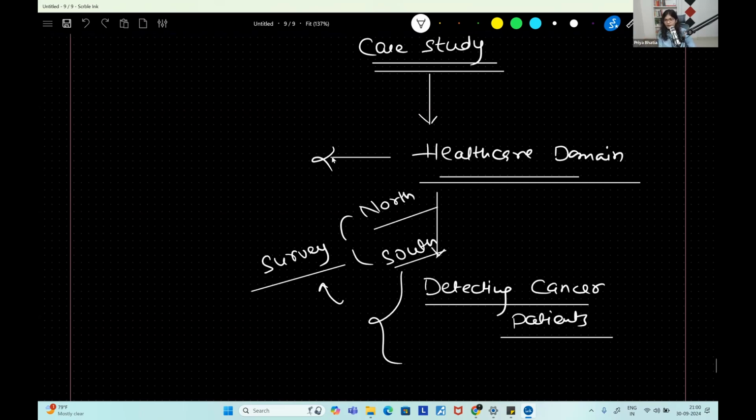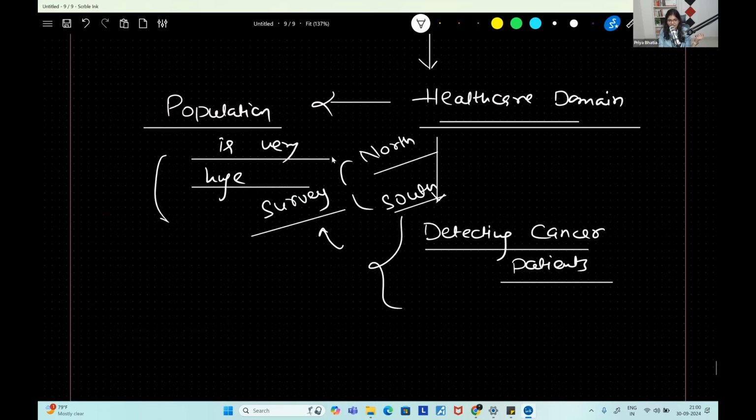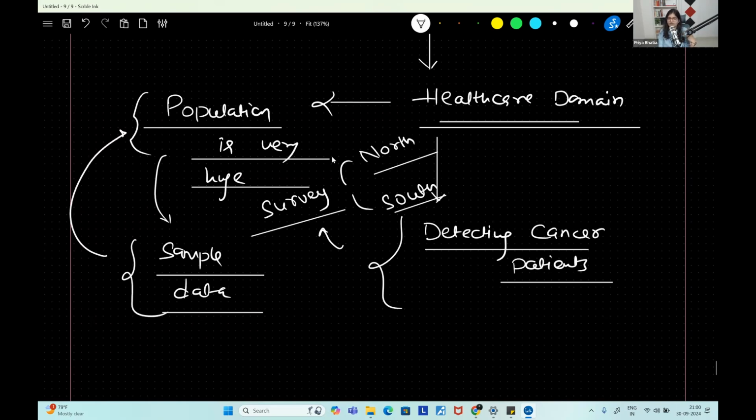So when we talk about the healthcare domain, definitely in the north also there are multiple locations available. Inside that we have multiple cities, we have multiple villages. Getting each and every sample data is not possible, right? It doesn't make sense. So the population is very huge. So what will we do? We will take sample data of the places available on the north side and south side. And whatever inferences I make, I will say that the same inferences will be applicable for the complete population data that we have. That's the whole idea.